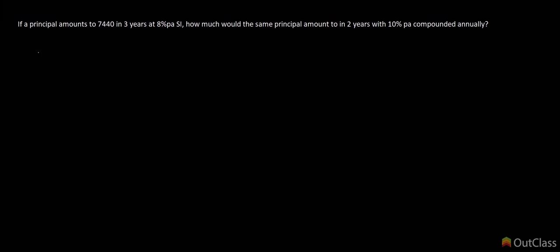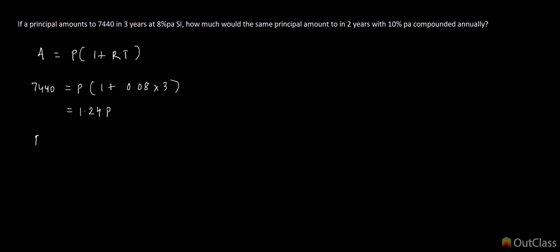Now, the amount for SI, A, is P into 1 plus RT, where we don't know the principal, so it's basically 7,440 is equal to P into 1 plus 0.08 into 3. This is basically 1.24P, and so P is 7,440 by 1.24, which is 6,000 rupees.